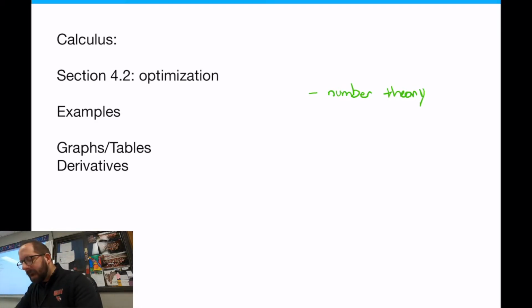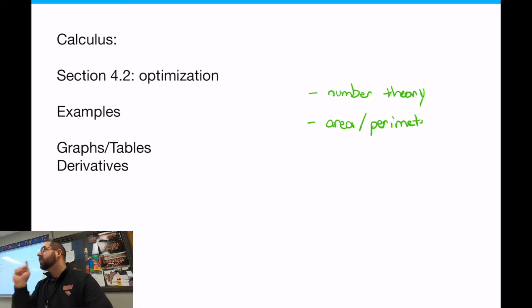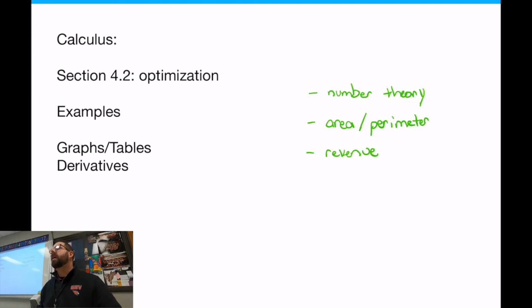Now, the other types of problems you could have, something with area or perimeter. That was a big one. We had a lot of those. That's one of the examples I want to cover today. Just one example. And then the last type of problem that we have is revenue. That's where you're going to optimize the price of an object that you're selling, where you're going to lose a few customers if you bump up the price a little bit, but maybe it's worth it because maybe you'll make more money in the long run off of the few sales you make.